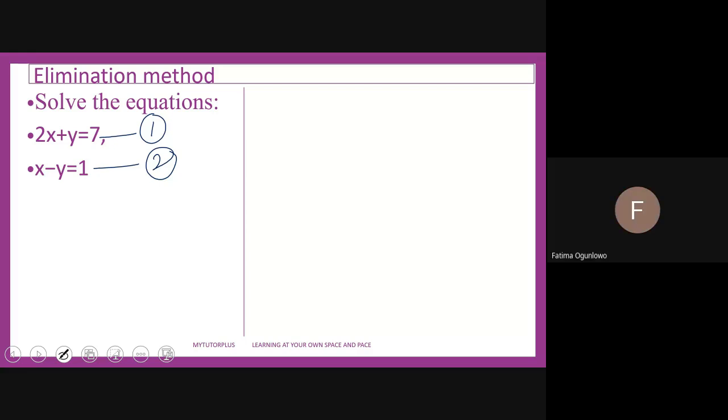From what you have there, the first check I asked you to make is whether we have a variable whose coefficients are equal. In this one, the y coefficients are equal. That is the first check. Step 2: do they have the same sign or different signs? Different signs. So if they have different signs, do we add or subtract? Add. We are going to add them up.